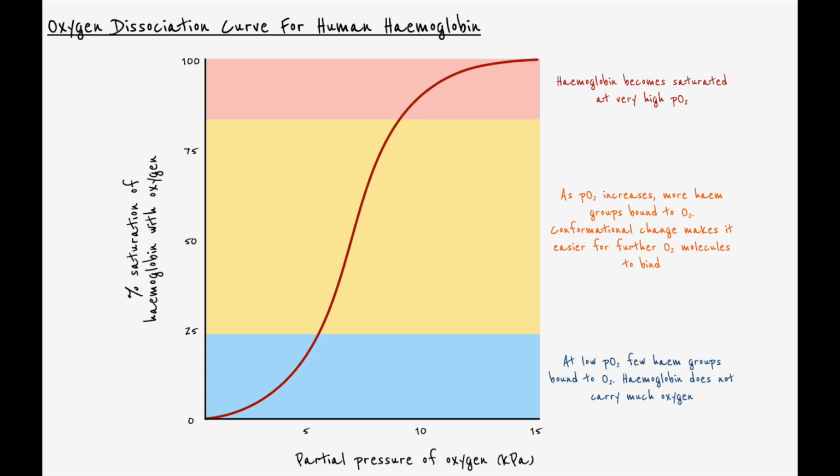So if we look at the oxygen dissociation curve for human haemoglobin, you can see bottom left, at low partial pressures of oxygen, there are few heme groups bound to the oxygen, and haemoglobin therefore does not carry much oxygen. As we reach the steeper portion of the graph, where the partial pressure of oxygen increases, we can see that more heme groups are bound to oxygen due to that conformational change, making it easier for further oxygen molecules to bind. So there's a higher percentage saturation of haemoglobin with oxygen, and then we reach higher partial pressures still, and the haemoglobin becomes saturated with oxygen.